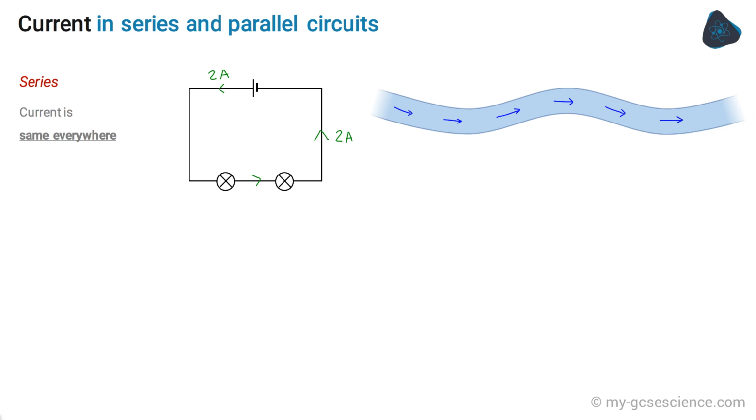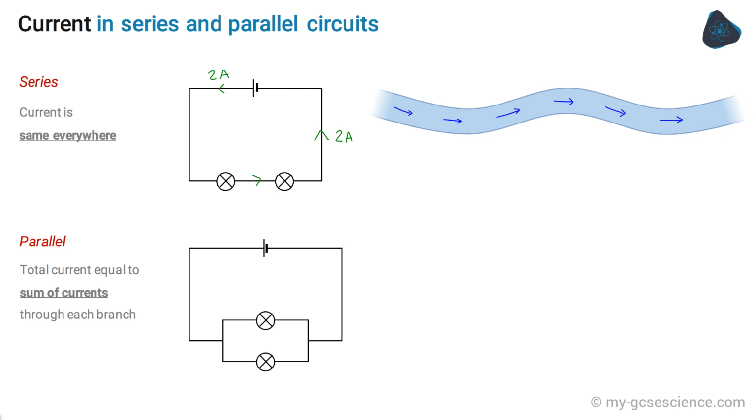Let's go on next to look at parallel circuits. As you can see, the total current in a parallel circuit is equal to the sum of the currents through each branch. But what does that actually mean? To answer that question, we'll need to take a look at this circuit. As you can see, we're using the exact same components as above. The only difference is that the bulbs are now connected in parallel with one another.